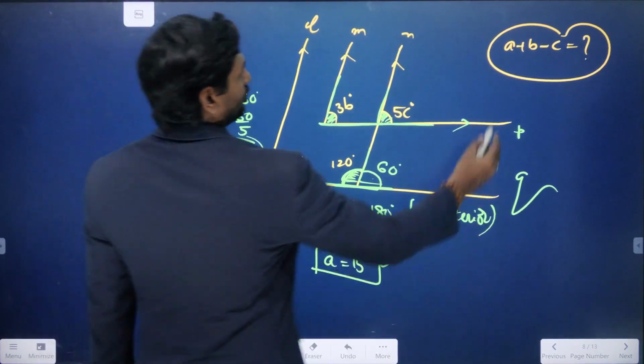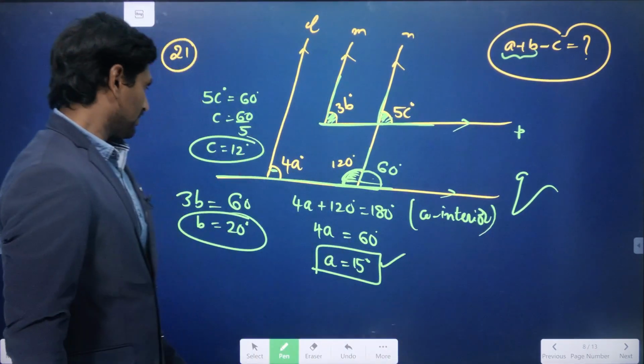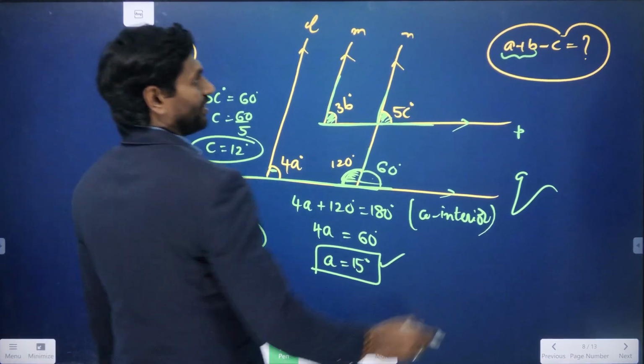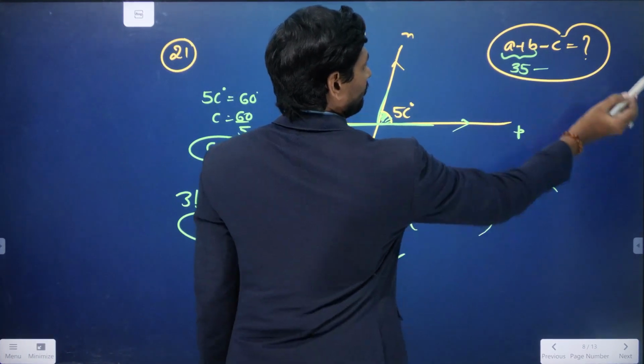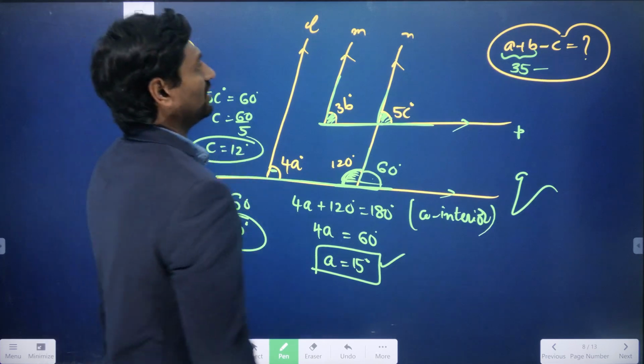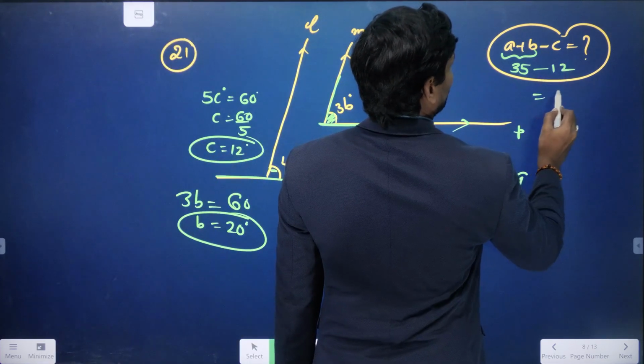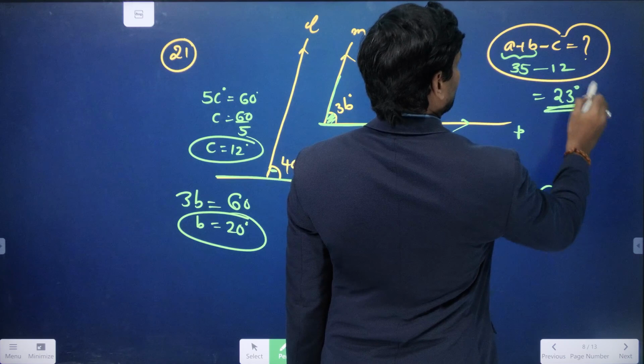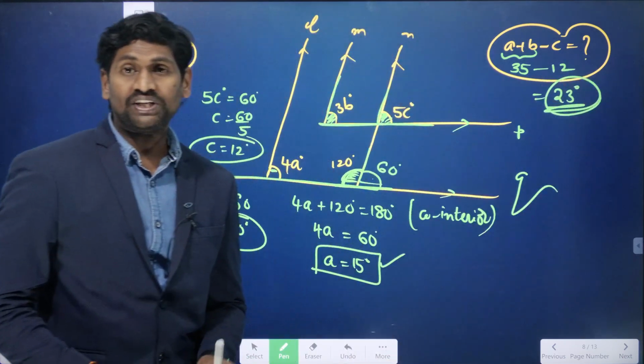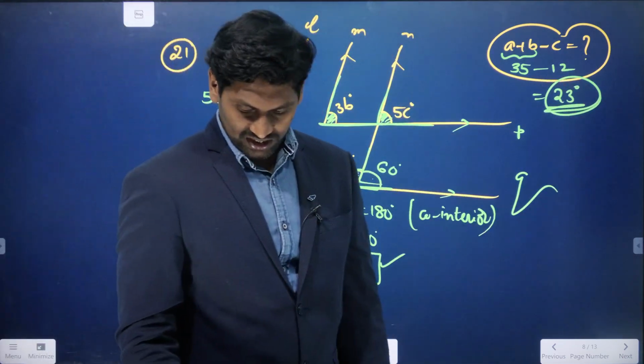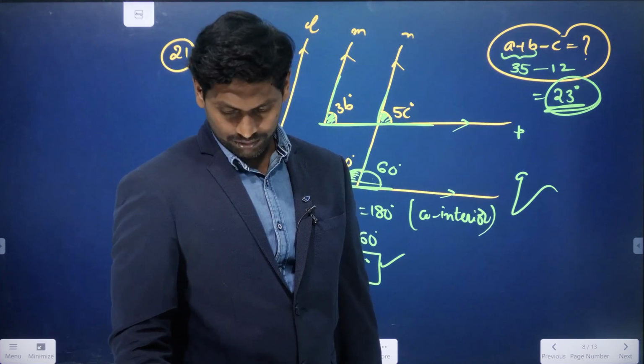Let us add first both of them. A plus B: 15 plus 20, 35. Minus C value, which is 12. What is the answer? 23 degrees. Our required answer is 23 degrees. Okay. So let us go to the next problem.